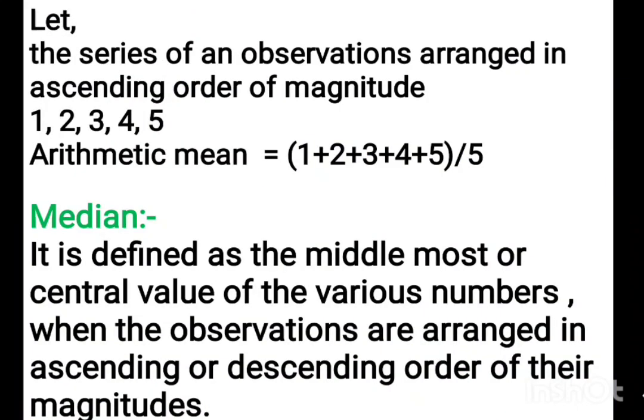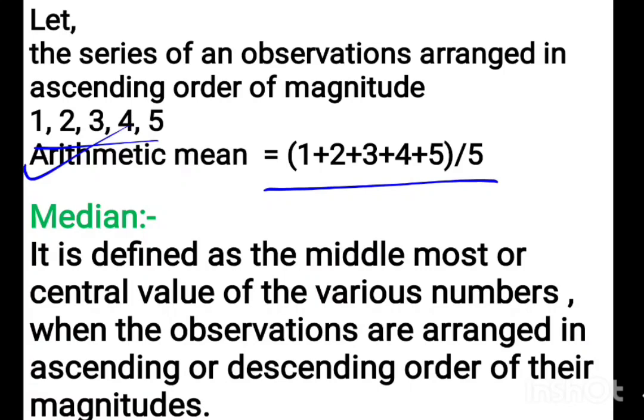Next, let the series of observations be arranged in ascending order of magnitude. Suppose 1 2 3 4 5. Their arithmetic mean is their sum divided by the total number of numbers, that is 1 plus 2 plus 3 plus 4 plus 5 divided by the total numbers, that is 5. That is, their sum will be divided by 5. This is called the arithmetic mean.